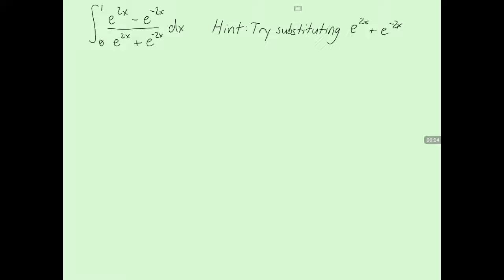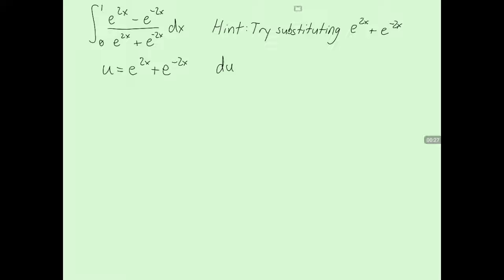So we have a definite integral here that we have to try to compute, and we have a hint telling us to try substituting e to the 2x plus e to the negative 2x. So we'll start off by doing that. u equals e to the 2x plus e to the negative 2x.